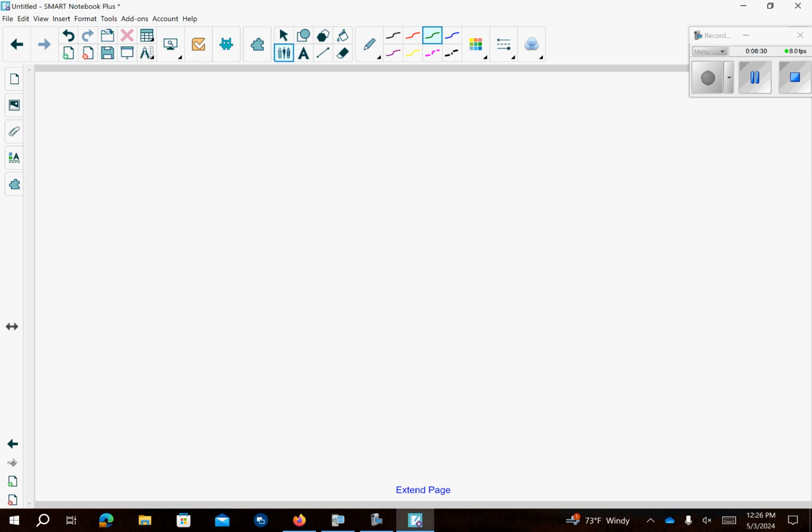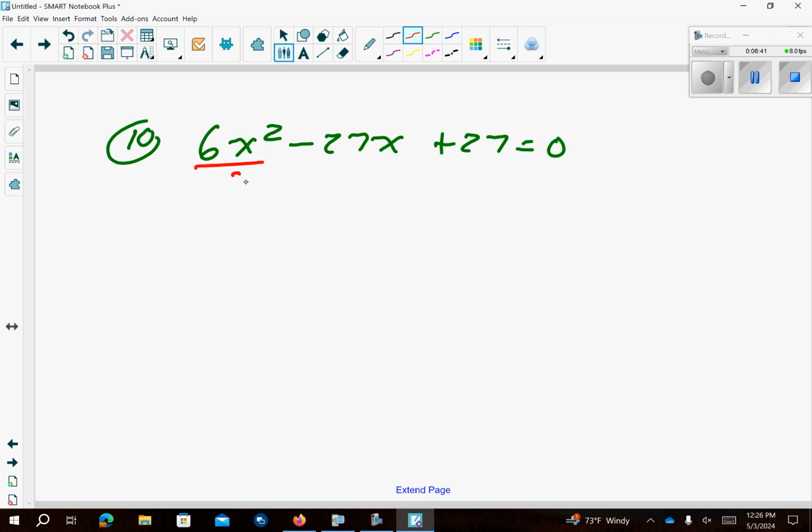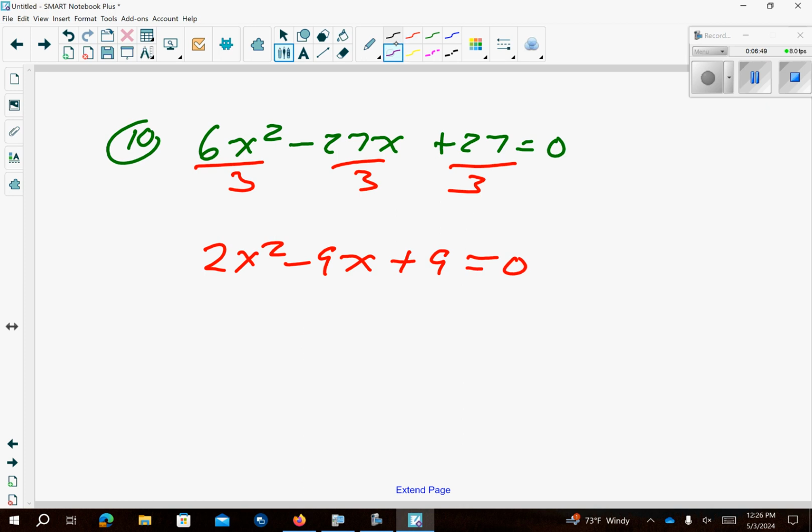Problem number 10, we're going to get 6x squared minus 27x. Go ahead and add the 27, bring it over to make it equal to 0. You can divide everything by 3 first. So that's going to give me 2x squared minus 9x plus 9 equals 0. Let's go ahead and factor it.